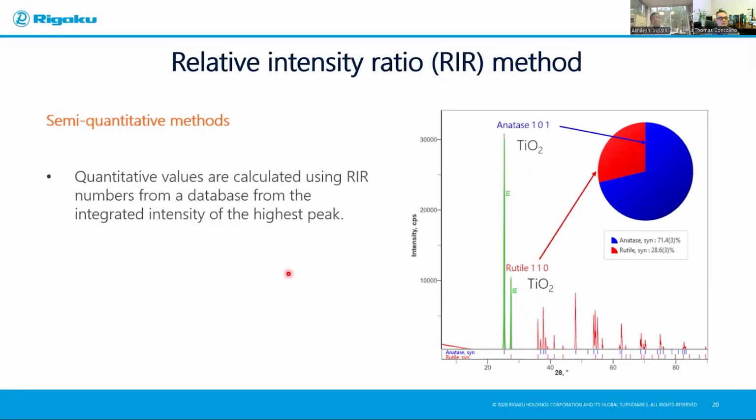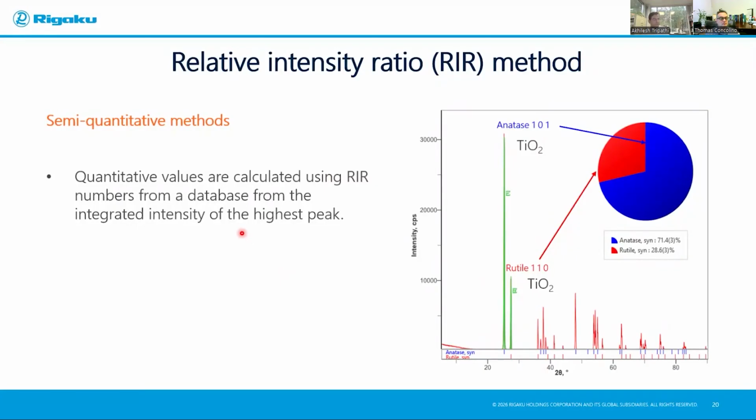Now, what are the controls one has when one uses RIR? Usually the software itself selects the highest peak of each of the phases present, like in this case, anatase and rutile. But you have a choice. If this peak has an overlap with other peaks, you could choose the next highest peak, and so on and so forth. But that's pretty much all the controls you have. The method itself is relatively simple because you're choosing.